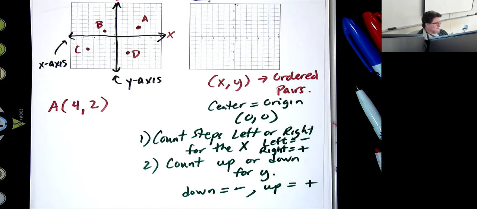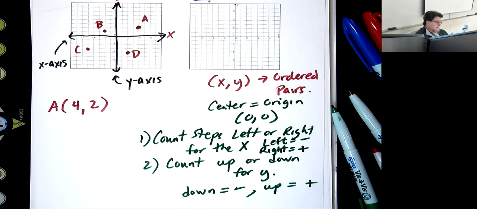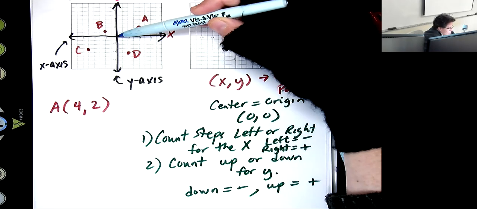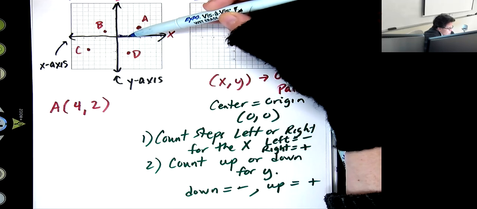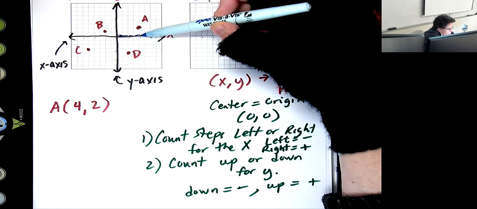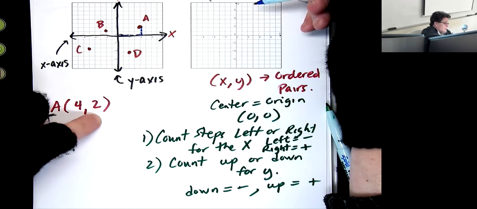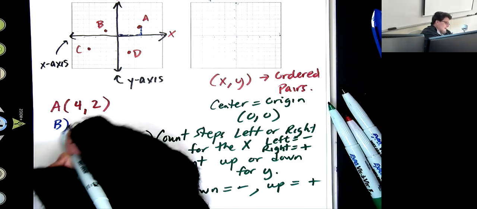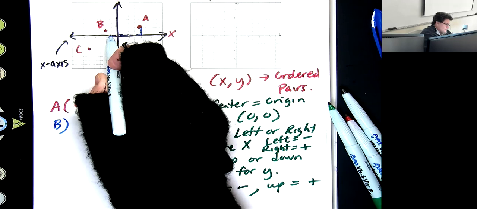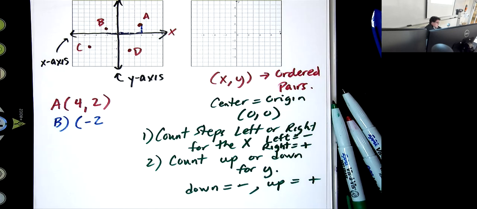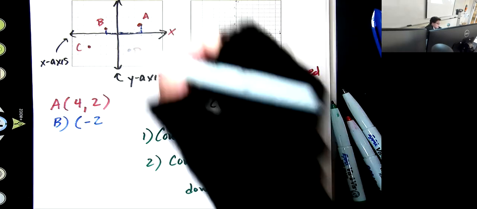I was going to move the pencil along and show you, but I wanted to make sure you understood what I was doing before I started doing it. To get to A, I went right 1, 2, 3, 4, and then I went up 2. That's how I got 4, 2. To get to B, I go left 1, 2, so I have a negative 2, and then I go up 1. So 1.